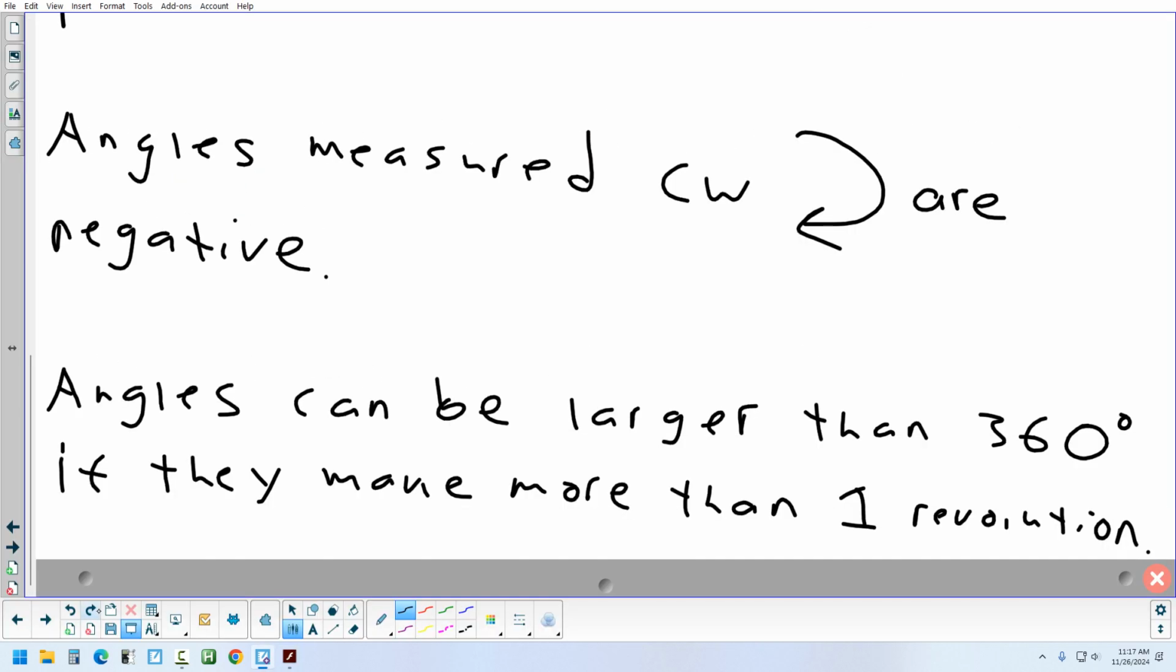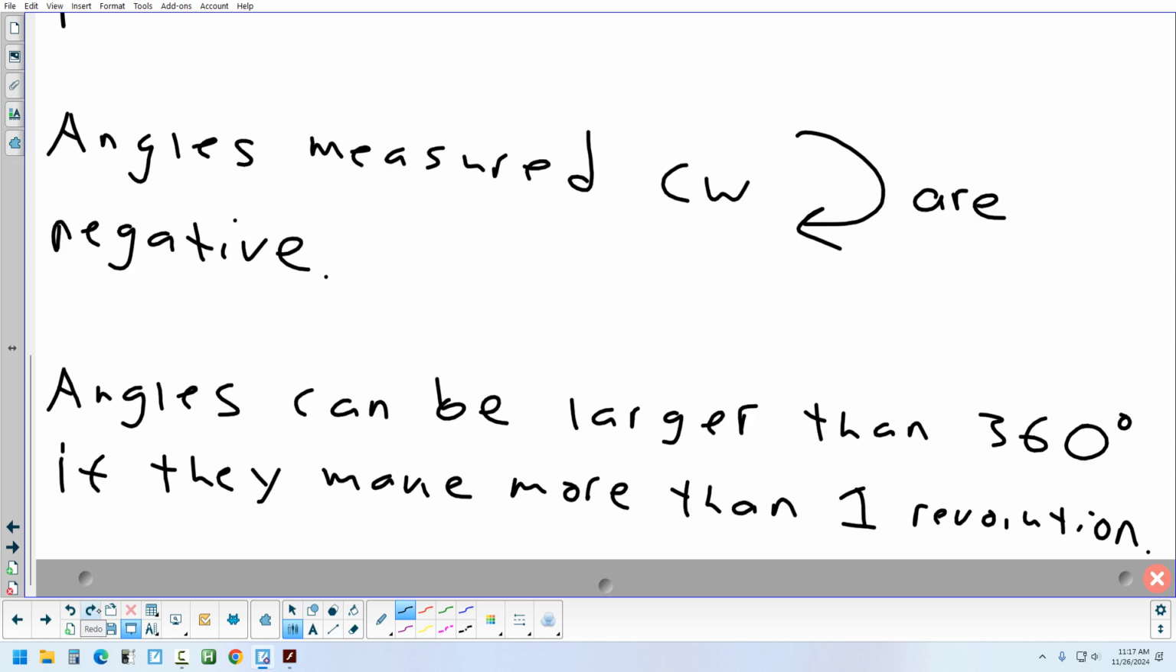Now, in a triangle, this isn't true. You cannot have an angle larger than 360. In fact, what's the largest an angle can be in a triangle? Yeah, up to 180, not including 180. But when you're talking about other polygons, you definitely can have angles bigger than 180.